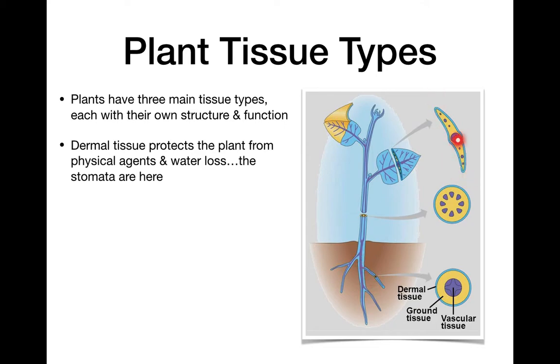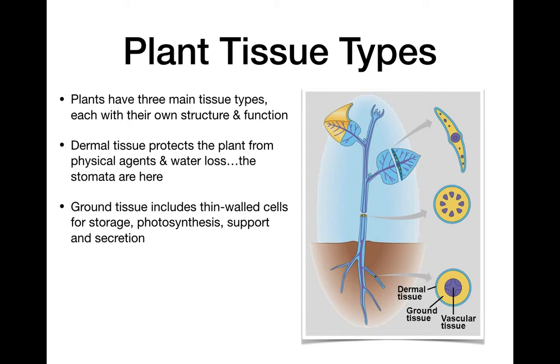These little cross sections, a leaf cross section, a stem cross section. Okay, so dermal tissue is the light blue bit. So it protects the plant from physical agents, so from wind, from pathogens, from animals, water loss. The stomata are found in the dermal tissue, all those things.